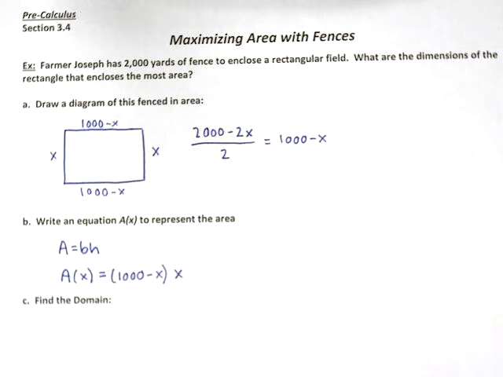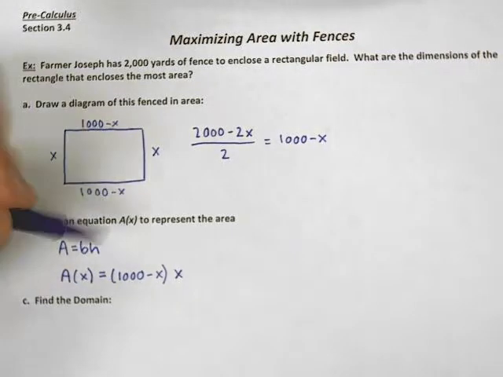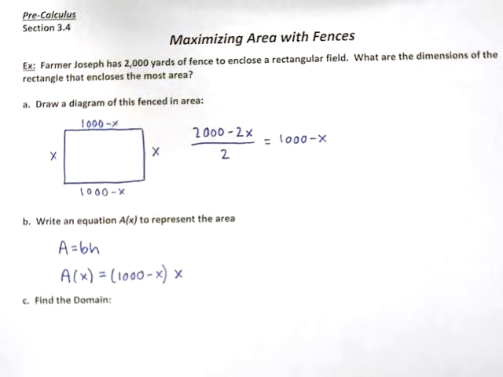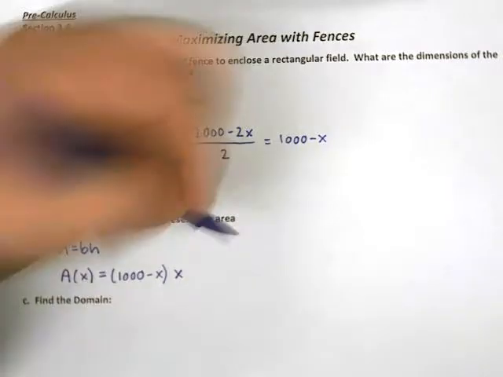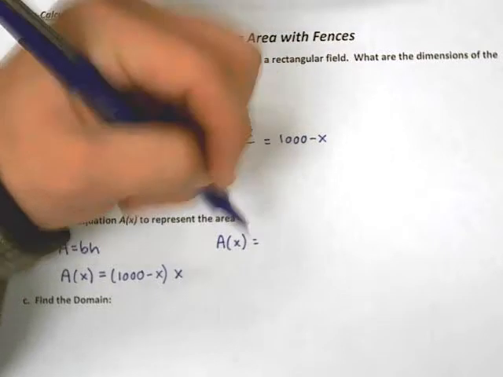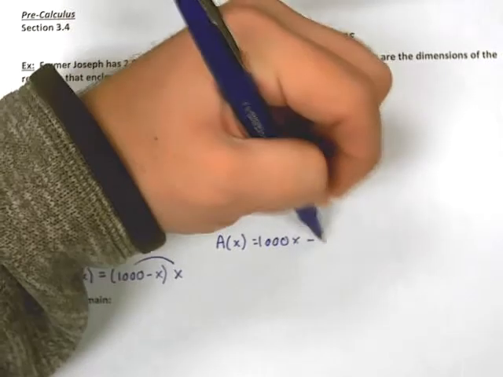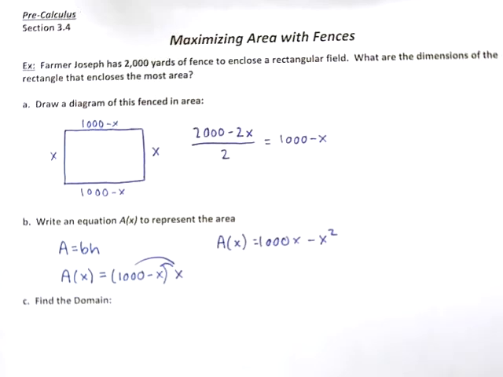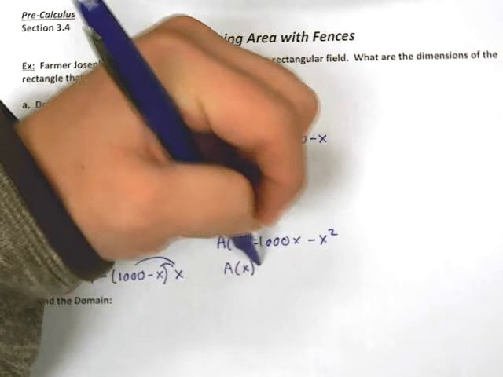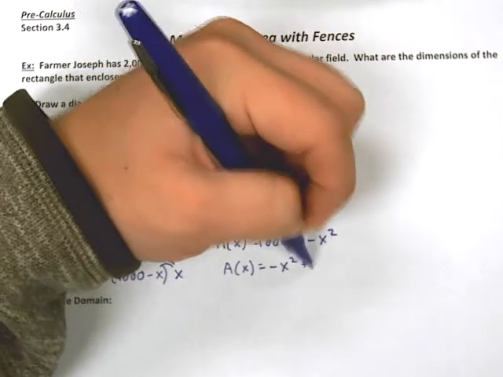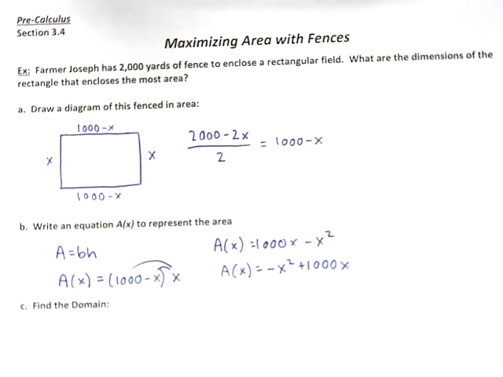Okay, now in our old examples, I told you to leave it as it is. That was because we were going to the calculator, and I didn't want you to get confused at all. But if you remember correctly, this chapter is going to be all no calculator, so we do want to go ahead and distribute this. So A of x equals 1,000x minus x squared. And then, of course, we want to write it in descending order, so we're in standard form. Okay. We now have our area function.